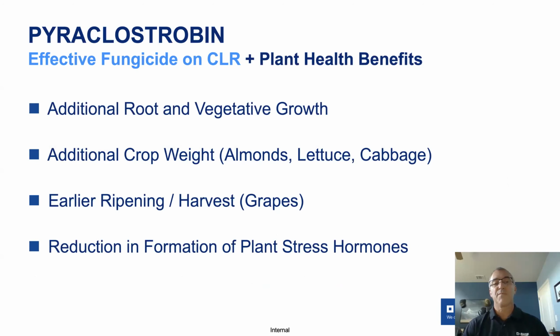What do those side benefits add up to besides good control of coffee leaf rust? Well, additional root and vegetative growth, additional crop weight, so yield, proven very often in almonds, lettuce, cabbage. Don't think there's any coffee studies, but that would be interesting. Earlier ripening of wine grapes, we bring the crop to harvest a little sooner. And like I said, reduction in the formation of plant stress hormones.